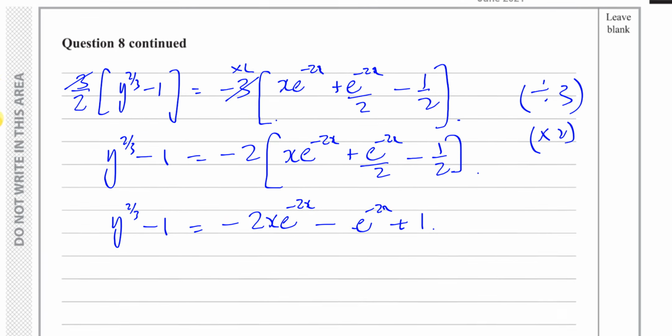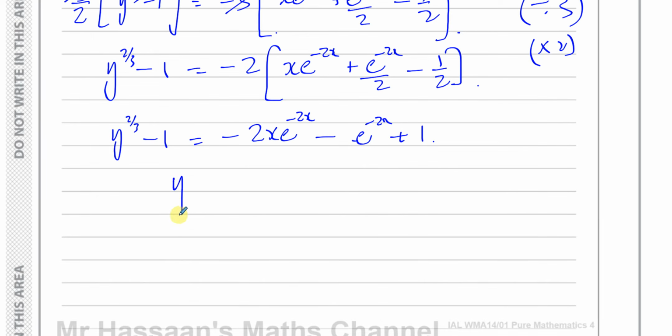So now I can add 1 to both sides. So I'll have y to the power of 2/3 is equal to negative 2x e to the power of negative 2x minus e to the power of negative 2x plus 1, which is 2.